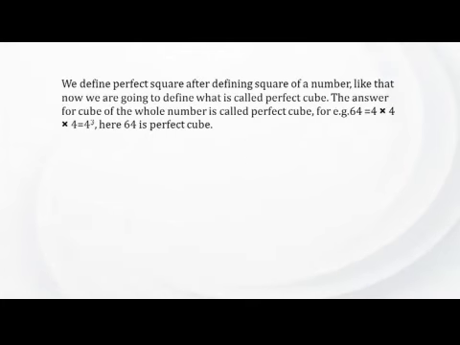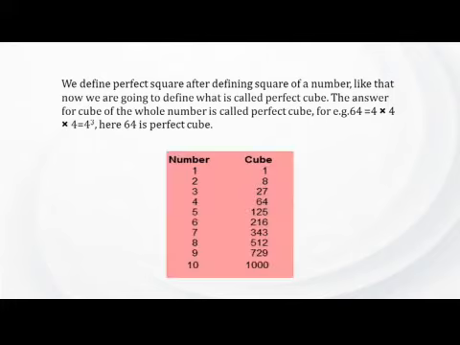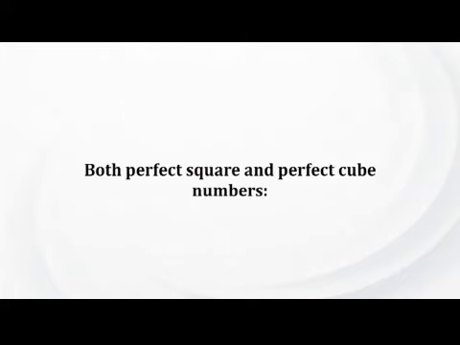We define perfect square after defining square of a number. Like that, now we are going to define what is called perfect cube. The answer for cube of the whole number is called perfect cube. For example, 64 is equivalent to 4 into 4 into 4, that is 4 cube. Here 64 is a perfect cube. Both perfect square and perfect cube numbers.